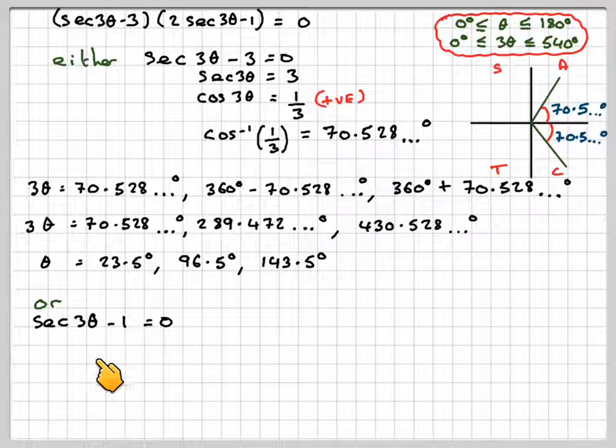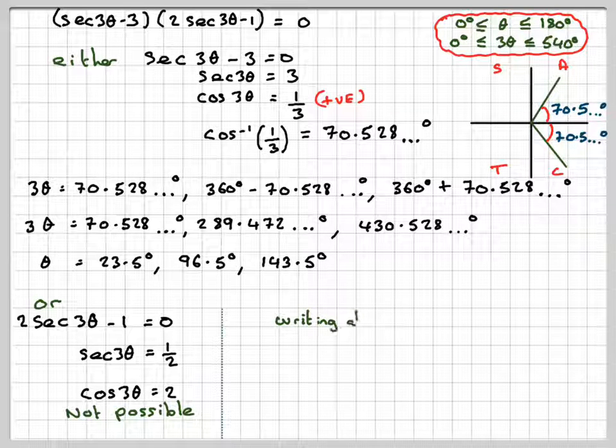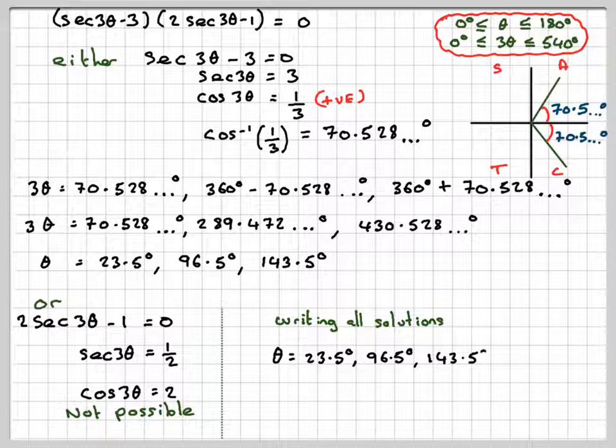Or 2 sec 3 theta minus 1 is equal to 0. Therefore, sec 3 theta is equal to 1/2, which means that cos 3 theta is 2. Now that's just not possible. You can't have cos greater than 1 or less than minus 1. So therefore, we only have these solutions here. We'll just write them all out. So theta is 23.5, 96.5, and 143.5.